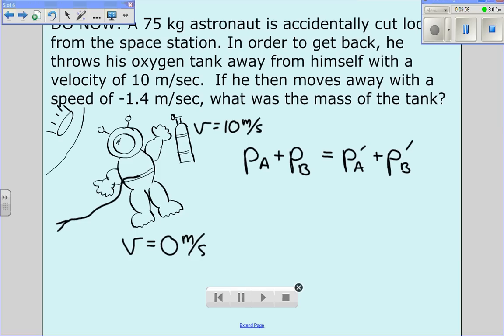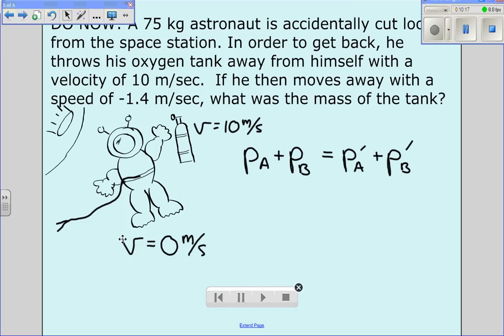Now, you should be asking the question, collision? I don't remember seeing a collision here. Well, this is like a collision run in reverse. If you think about it, the objects are stuck together in the beginning and then they break apart at the end. It is like a collision run in reverse, but we can still use momentum to analyze this situation.